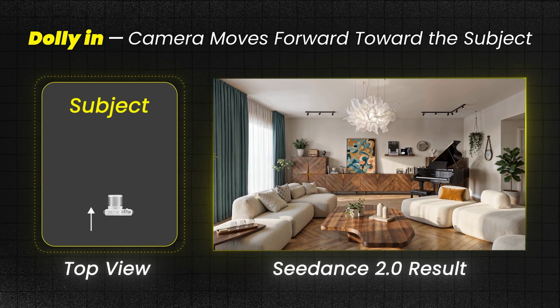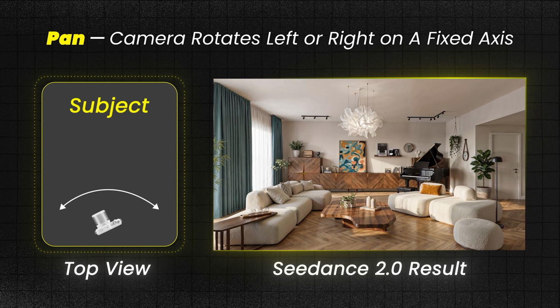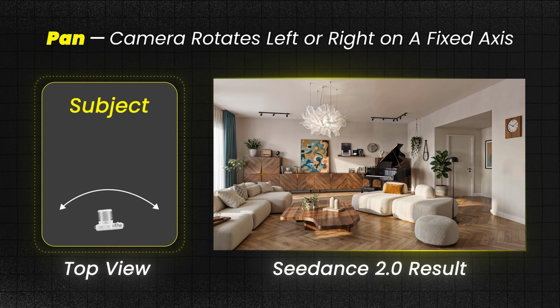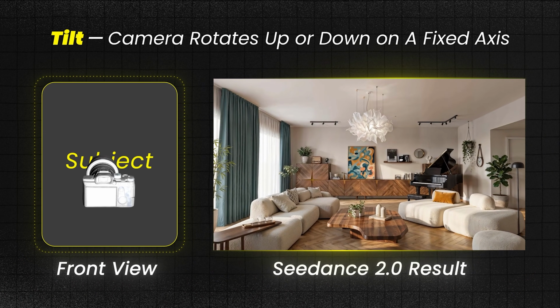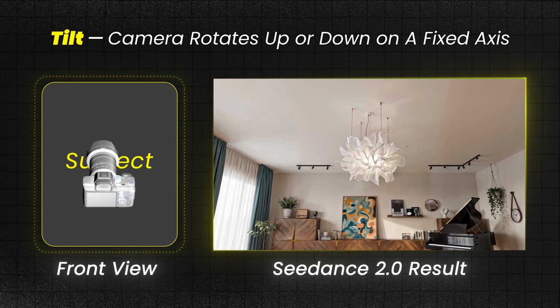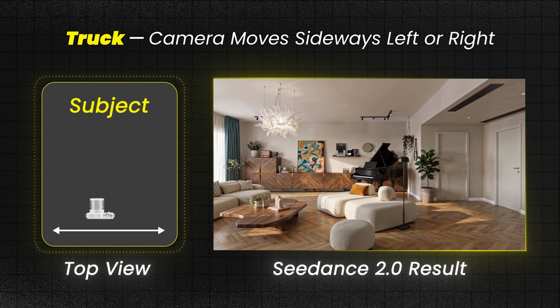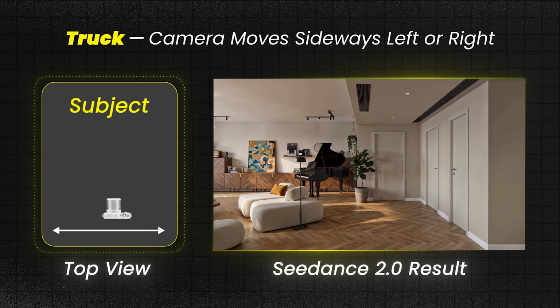So dolly in is when the camera physically moves forward. It nails it, clean, smooth, no warping. The pan is where the camera rotates left or right on a fixed axis. Got it right both times. Movement is fluid. The tilt is when the camera rotates up or down, and the movement is correct for Seedance. The truck is when the camera moves sideways. On the first try, no issues here, it got it right.